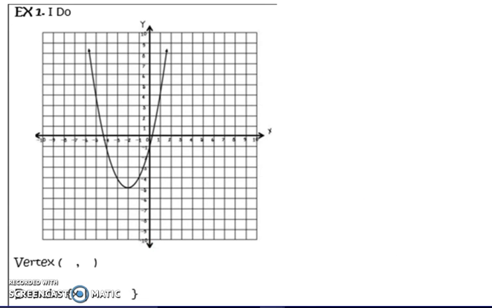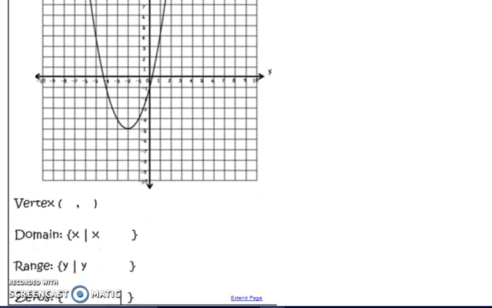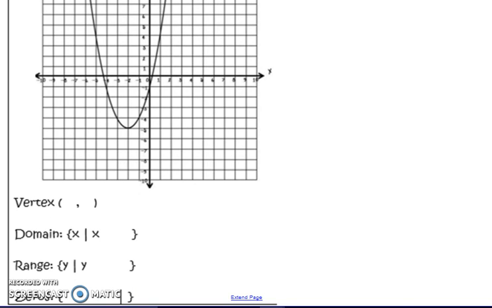If we look at our first example here, we have our graph and we want to find the vertex, the domain, the range, and the zeros. Now, for our vertex, it's going to be where our graph cuts in half. It's our lowest point. In this case, our vertex is also our minimum. Well, if I look, it cuts it right there, which is the point (-2, -5).